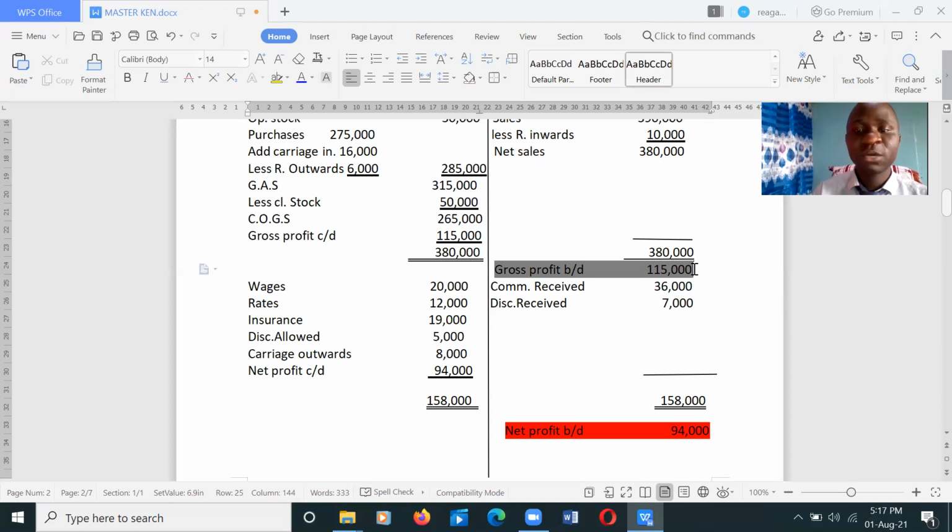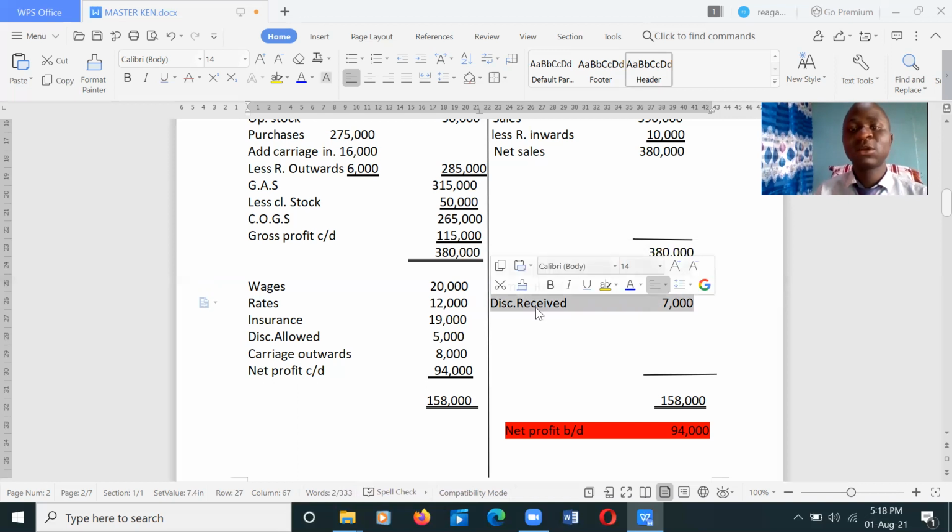So our gross profit that we got from the trading account, we will apply it when preparing the profit and loss account. And therefore, we have this gross profit, then we add commission received, and then we add discount received. Now, discount received is discount given to a business by suppliers.